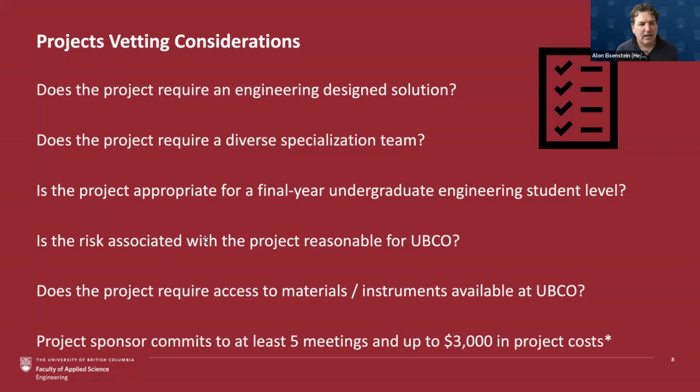And then finally, the financial element and the time element. We ask the people who submit project proposals to commit to a minimum of 5 meetings, which we'll show in the next slide with the time scale of Capstone. So there's a minimum of 5 meetings that you are required to attend, ideally more than 5 throughout the year. And we do ask the sponsors to commit to up to $3,000 in project cost reimbursement.